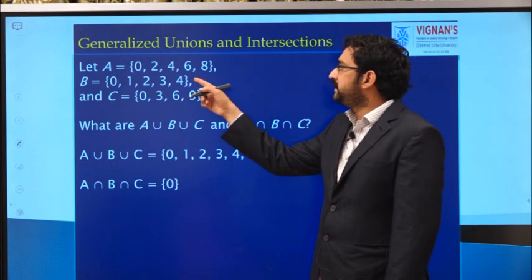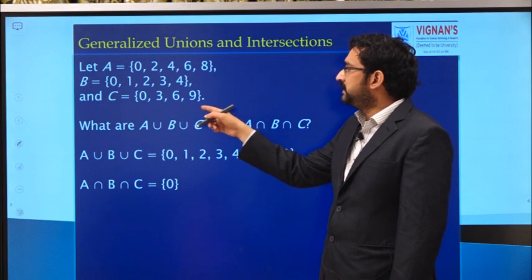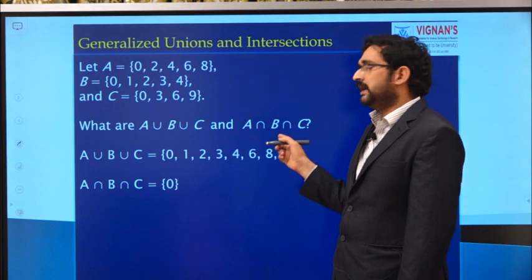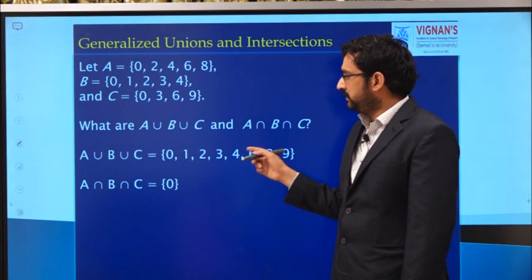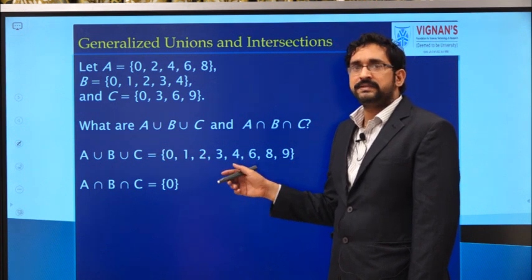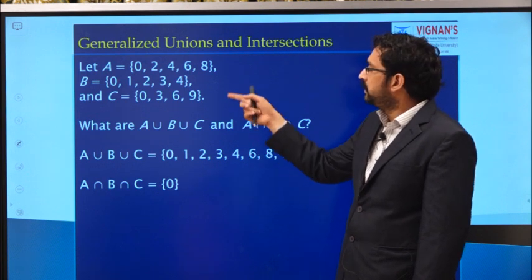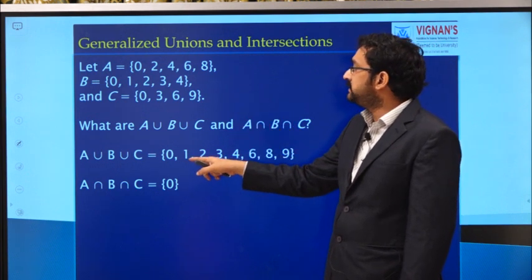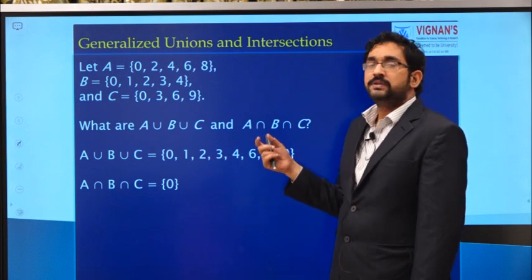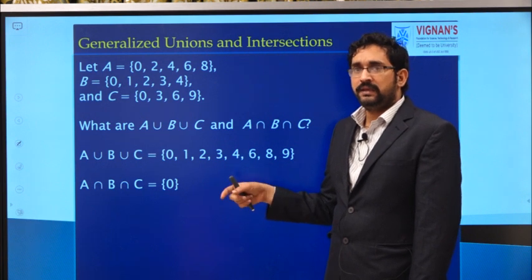A contains the set 0, 2, 4, 6, 8, B contains 0, 1, 2, 3, 4 and C contains 0, 3, 6, 9. We have to find A union B union C and A intersection B intersection C. So A union B union C. Union means if an element is in at least one set, that will be in the union. So A union B union C contains 0, 1, 2, 3, 4, 6, 8, 9. So A union B union C contains the elements which are in A, B or C.